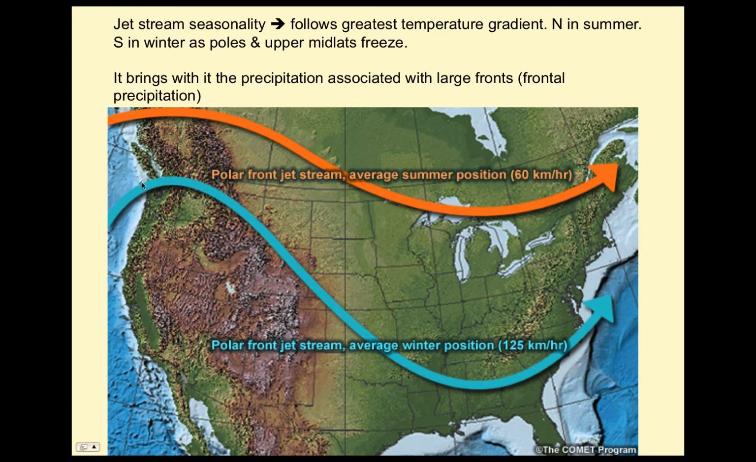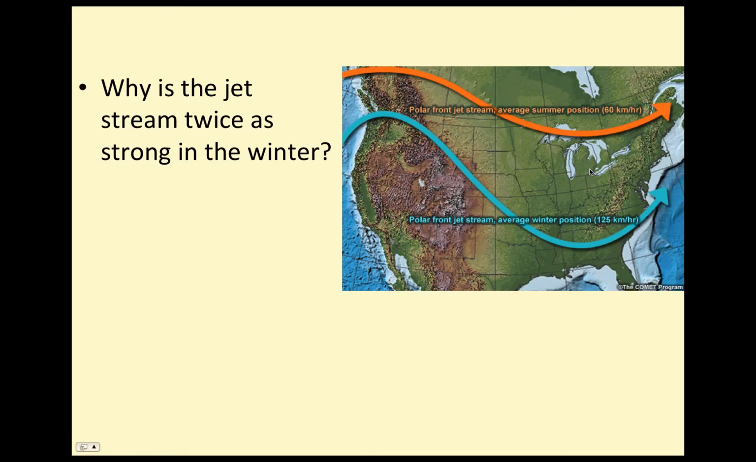So you have the polar front jet stream average winter position here across the middle of the country, but then in the summertime it migrates well into the fringes of the United States and Canada, and it slows down as well. So why is the jet stream twice as strong, meaning twice as fast in the winter?